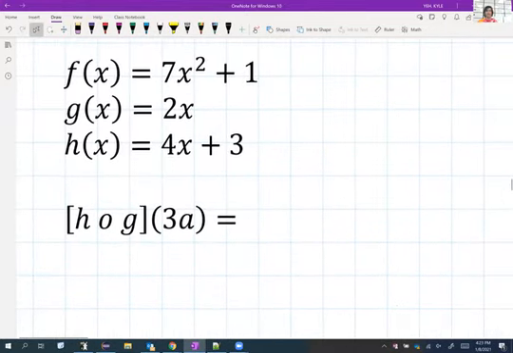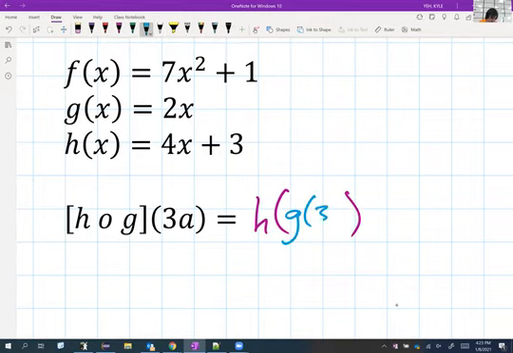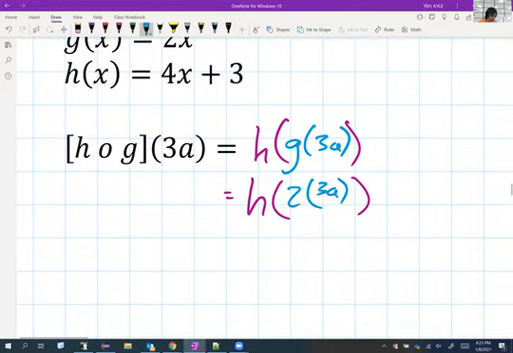Last bit for today. It's not always just going to be g of x or h of g of x. What if it's h of g of 3a? Not much changes, in all honesty. We're still going to start from the inside out. What is g of 3a? Well, the g function was 2 times whatever I'm plugging in. So 2 times 3a. So that means we're looking at h of 6a.